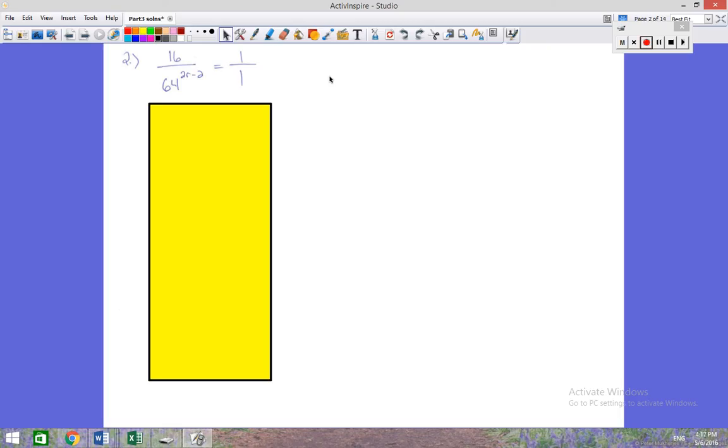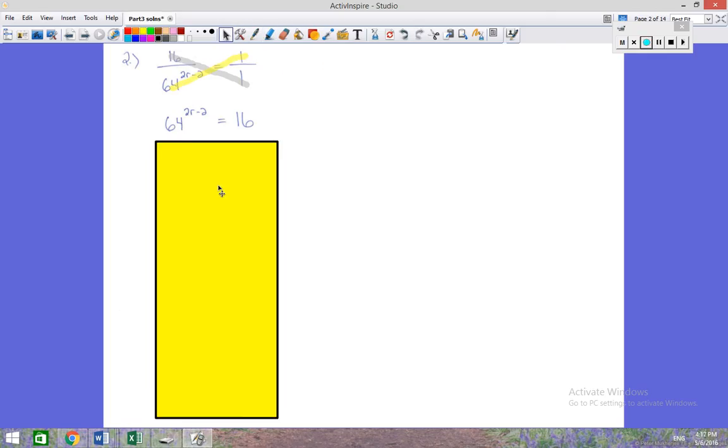Some people have a little bit of anxiety about fractions, so the quicker that we can clear this fraction, the easier it will be for some. So if we multiply along this diagonal and we multiply along this diagonal, what would we get? Alright, so here we get the 64 raised to the 2r minus 2 times 1, and the other diagonal 16 times 1. So now we have an equation that doesn't have a fraction.